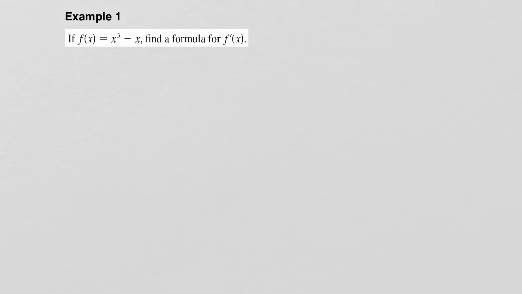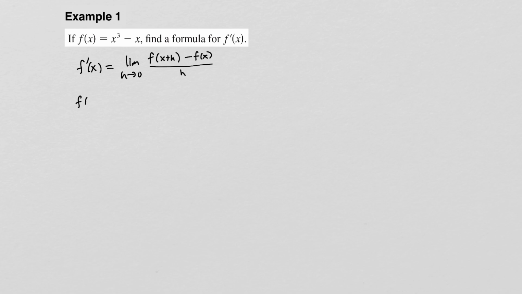So as an example, if f of x equals x to the 3rd power minus x, let's find a formula for f prime of x. So in other words, let's calculate the derivative. So we know f prime of x is equal to the limit as h goes to 0, f of x plus h minus f of x, divided by h.